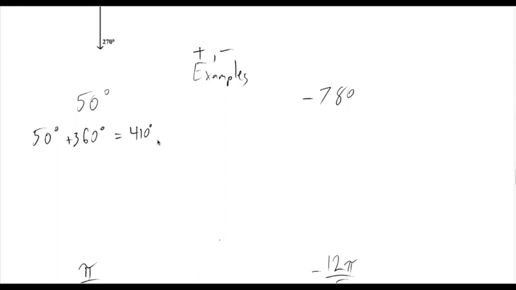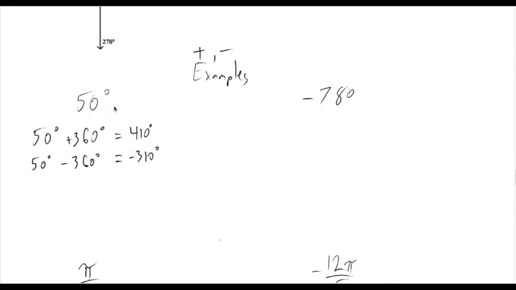We can also go the other way. So I can take 50 degrees and subtract 360 degrees. That means I'm going the opposite direction of rotation, but I'm going to land at the same location as that 50 degrees, and I get out a negative 310 degrees.